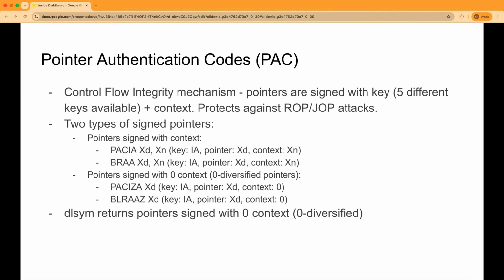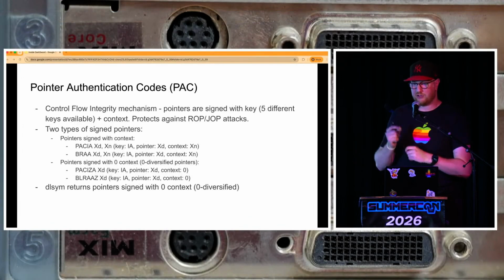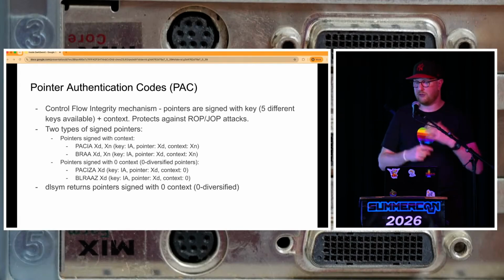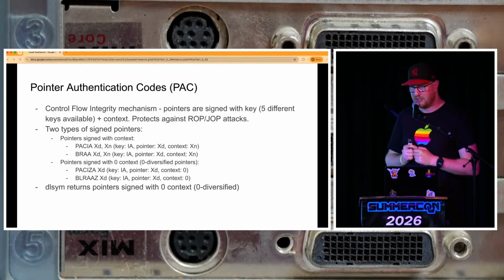Let's say I'm having function A, and I'm calling function B. Then if I have a specific context inside of function A, and I'm signing the pointer to function B with this, even if I might be leaking that pointer to function B, I can only use this pointer from function A. That means if an attacker is getting code execution, is leaking pointers, and so on and so forth, they need to be able to call this specific pointer from function A.